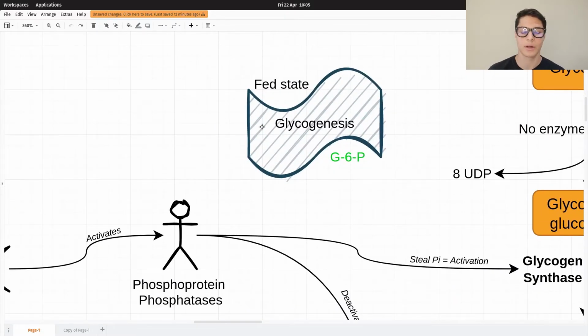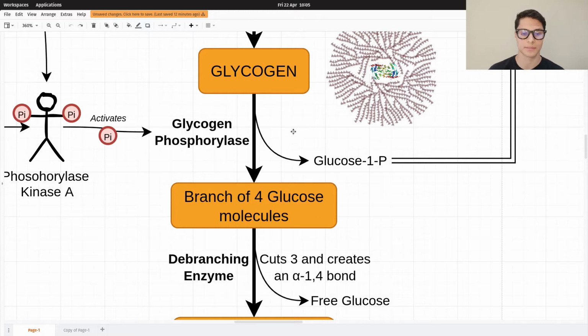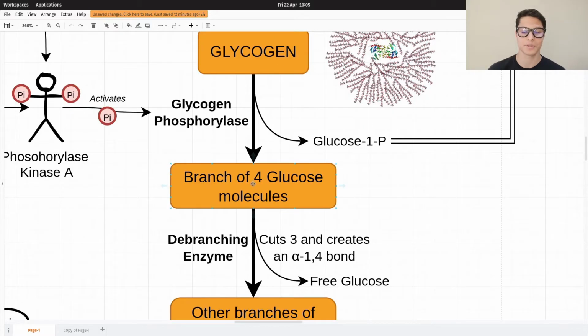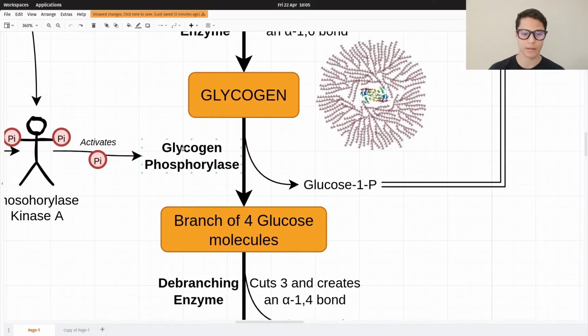Okay, so now we're going to get into glycogenolysis, the breakdown of glycogen. So, glycogen gets converted into branches of 4 glucose molecules. Okay, what is that? Here there is an enzyme called glycogen phosphorylase. What this enzyme does is to throw phosphate groups into the alpha 1,4 bonds, breaking them.